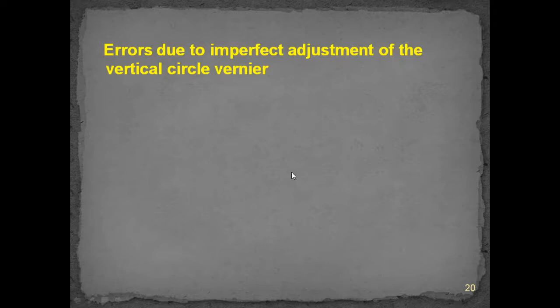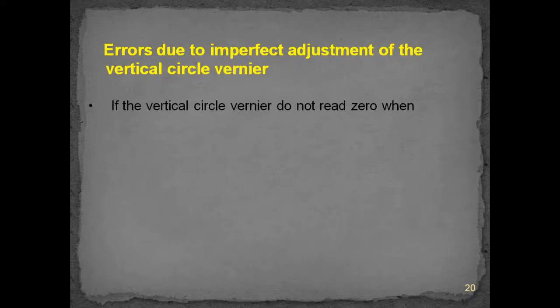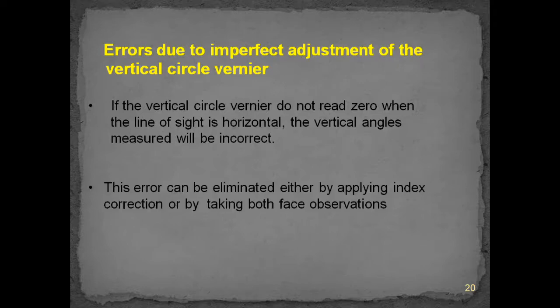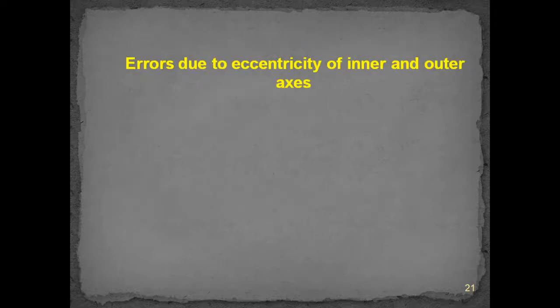Now, error due to imperfect adjustment of the vertical circle vernier. What happens here? If the vertical circle vernier does not read 0 when the line of sight is horizontal, then the vertical angles measured will be incorrect. These errors can be eliminated by applying index correction or by taking both face observations. Whatever errors we are seeing now, I will discuss again.